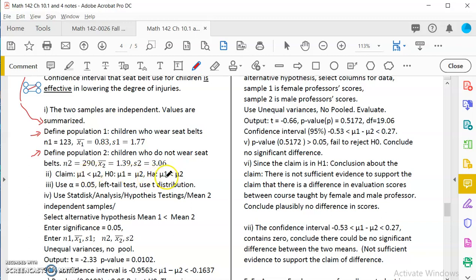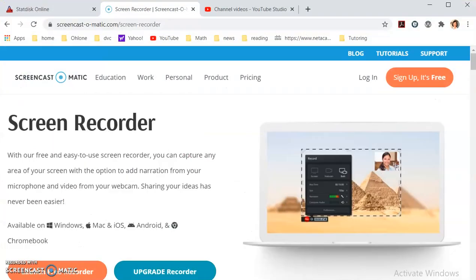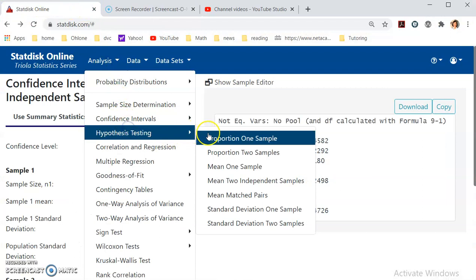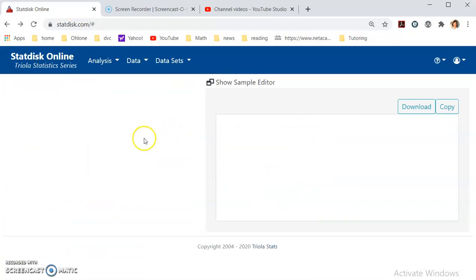The null hypothesis should be equal. The alternative hypothesis would contain the claim, so you have to take note that this is the claim. When we do the conclusion, we have to use it. Now we're going to do the hypothesis test for this analysis, hypothesis testing, mean two independent samples.